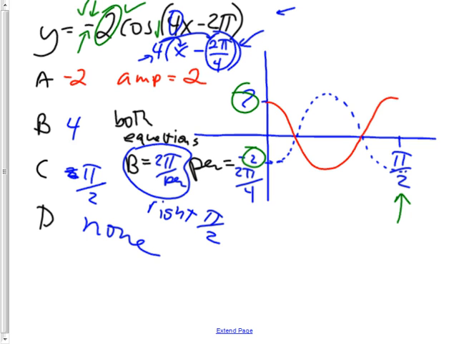And did I shift it right pi over 2 yet? No. Well, how far is pi over 2? This is how far pi over 2 is. Pi over 2 goes all the way to the end there. If I shift it that far, it'll actually not change.